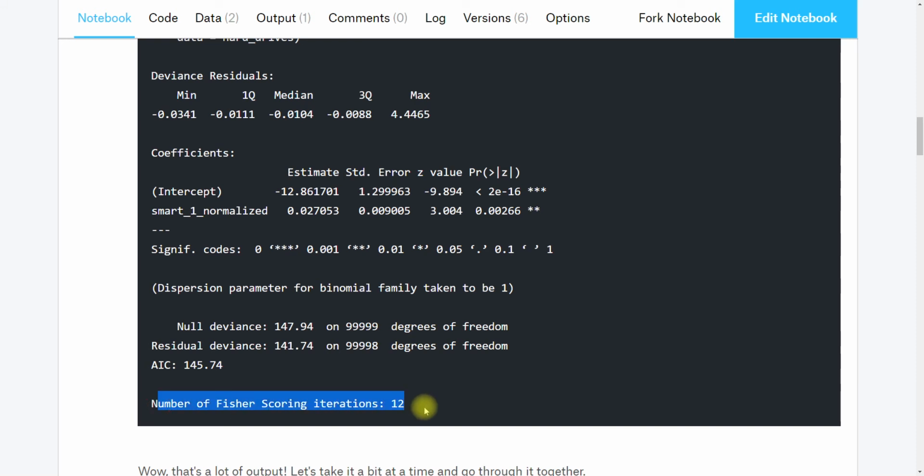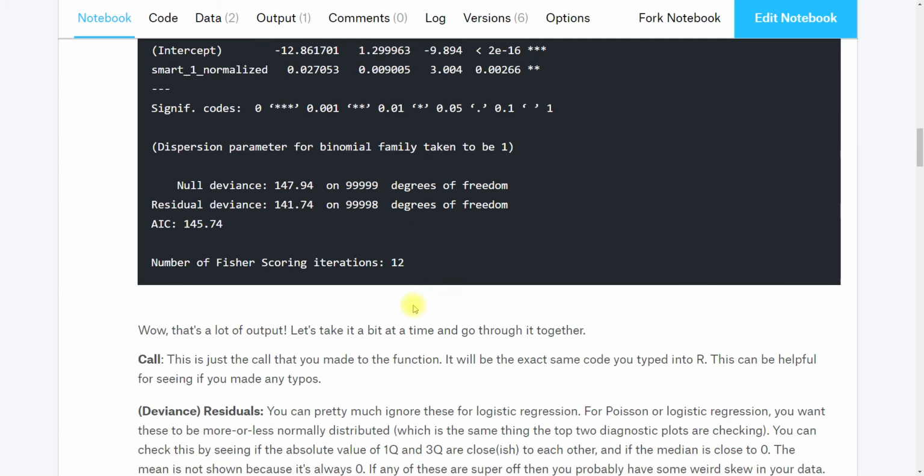Finally, the number of Fisher scoring iterations. This is just a measure of how long your model took to converge. So the bigger it is, generally the longer it took your model to converge. You don't need to worry about it. If you're seeing this at all, it means your model converged. Good job. You can go home.